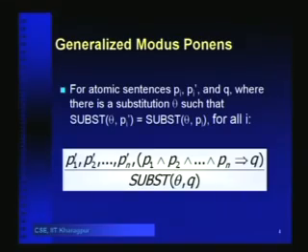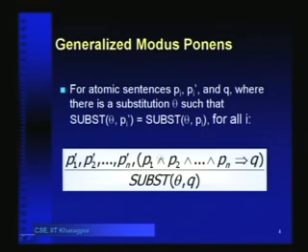Let us now see what are the important formalisms that are necessary to create a deductive engine out of what we have just now studied. So, we need the generalized modus ponens. What does the generalized modus ponens give us? That if we have atomic sentences like these, pi, pi dash and q, where there is a substitution theta such that if you apply that substitution, then pi dash and pi become equal for all i.